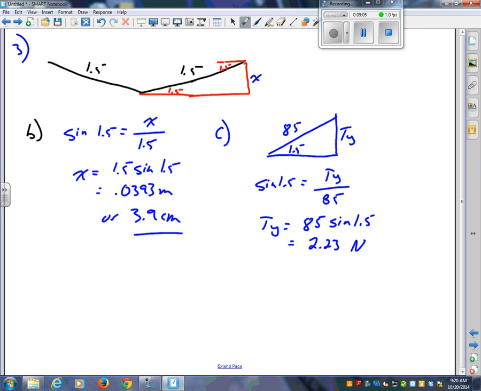Now, that's just the vertical component on one side, right? That's just this side over here. This side over here has another one, right? So that means that the weight force of the bag of clothespins is actually 2.23 plus another 2.23, right?